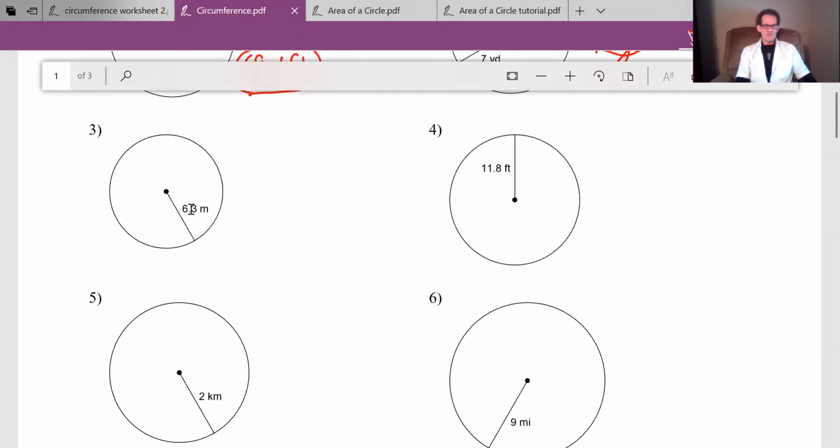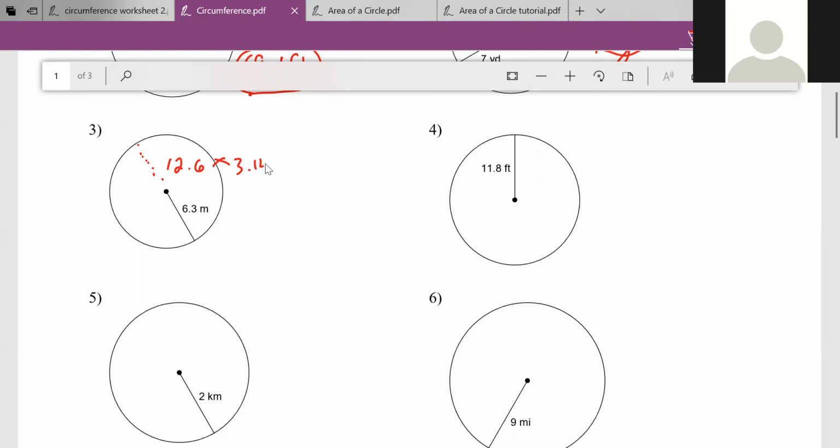Let's take a look at number three. Here I've got the radius again. I want the whole distance across. So you're just adding 6.3 plus another 6.3, 12.6. If I did 12.6 times pi, that's how we solve this one. So let's see what that is. 12.6 times 3.14. Okay, so this one is going to round also to the nearest tenth. So if we round to the nearest tenth, I'm going to take this 6 and I'm going to round this 5 up to a 6. So this would just be 39.6 if we round it to the nearest tenth. 39.6 meters.